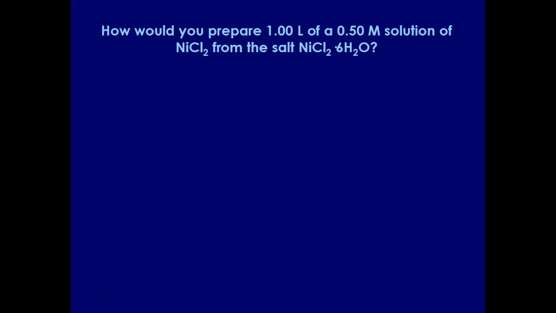And then our last one is going to be making more of a standardized solution. We're going to be doing it from the salt. We want to make 0.5 molar NiCl2 from its salt, nickel 2 chloride hexahydrate. So to do this, we need to figure out how much of the salt we need to obtain, and that would be its mass. We can't get mass from molarity, but we can get moles. So we're going to find that part first, making the molarity and the liters combined together to give me moles. And then I'm going to use molar mass to get me from moles to grams.